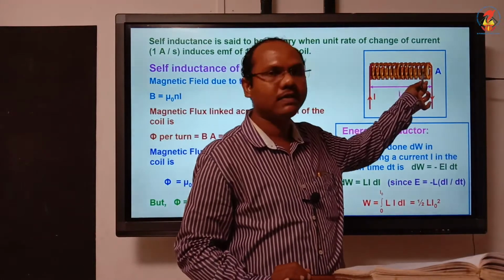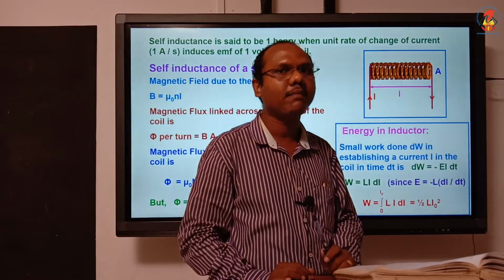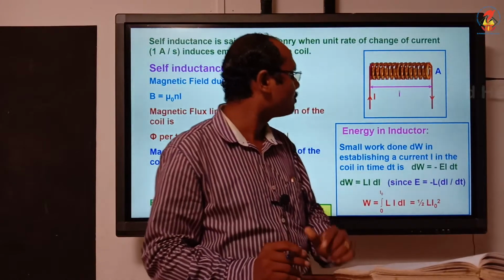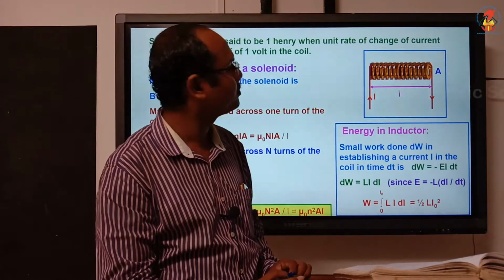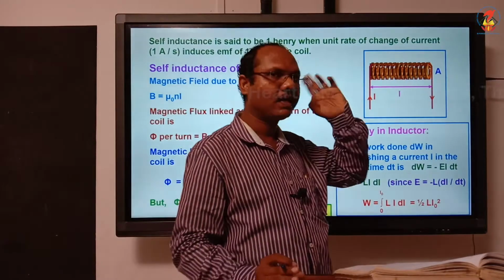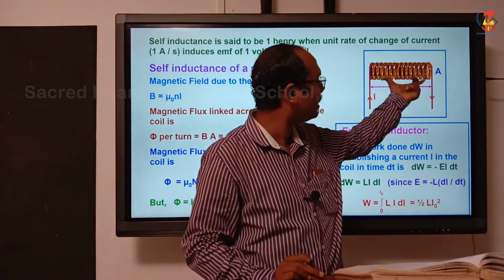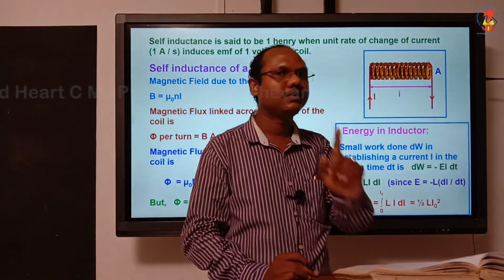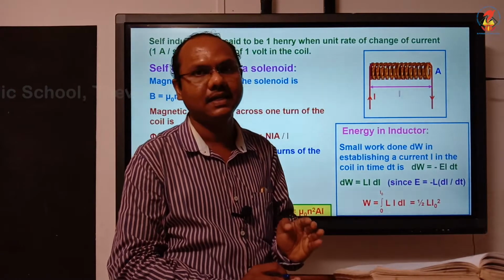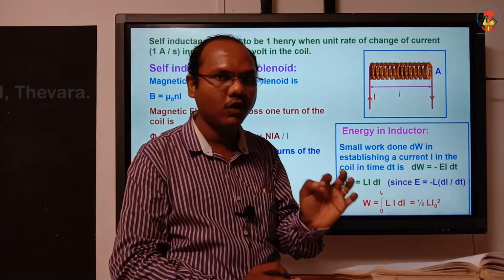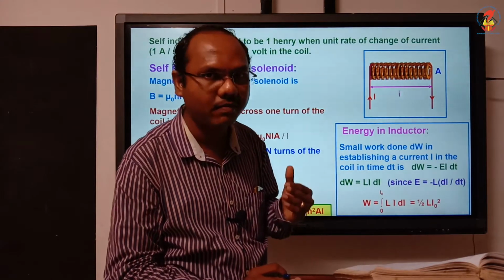This is the figure of a solenoid having total number of turns capital N, and the small letter n is the number of turns per unit length. So remember those two letters. Capital N stands for total number of turns of the solenoid. Small letter n stands for number of turns per unit length. That means small letter n is equal to capital N divided by L.